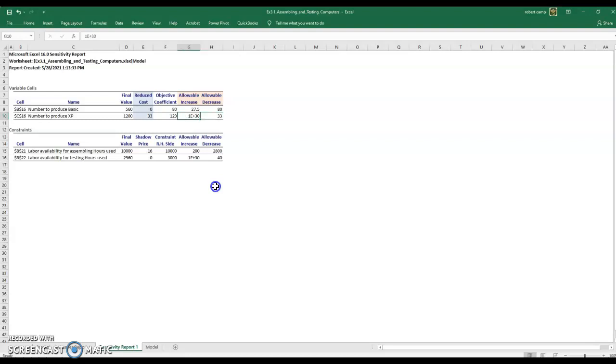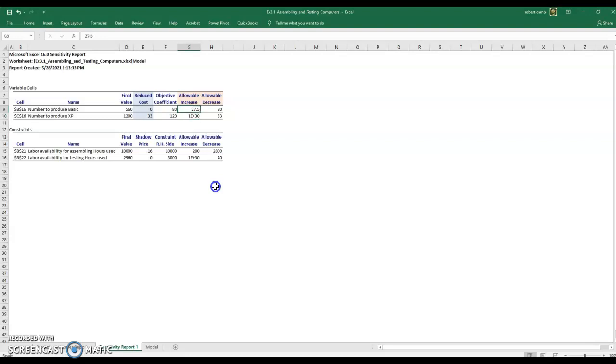And you'll notice that we've got 1e to the plus 30, which is just Excel shorthand for 1 times 10 raised to the 30th power. That is basically Excel's way of saying infinity, because you can increase that number by whatever you want, and it's never going to change the mix, because we're already maximizing out how many XPs that we have. So there's nothing that can be done with that.